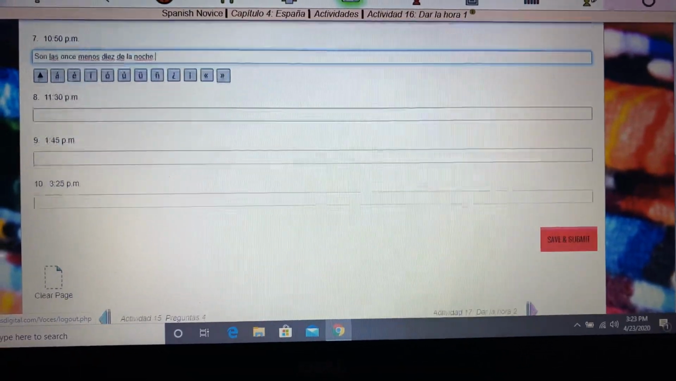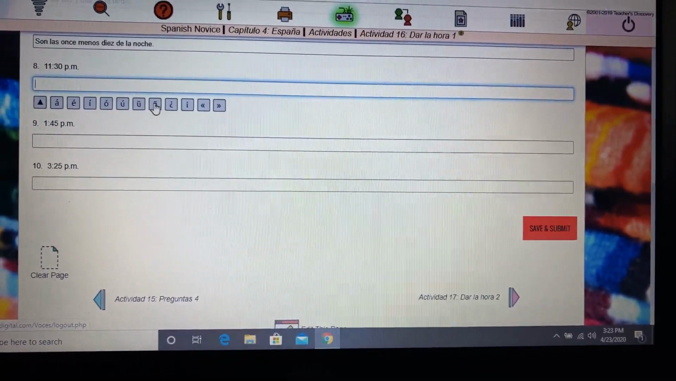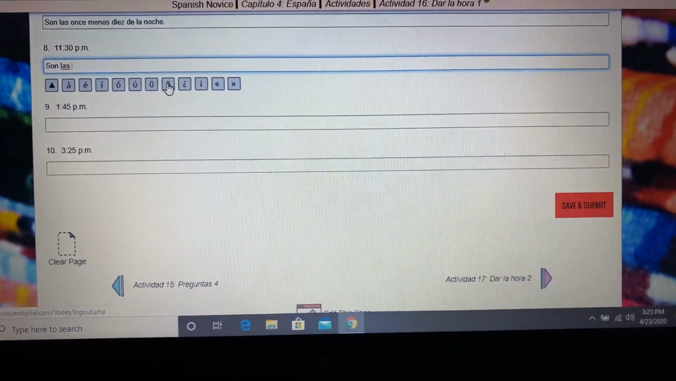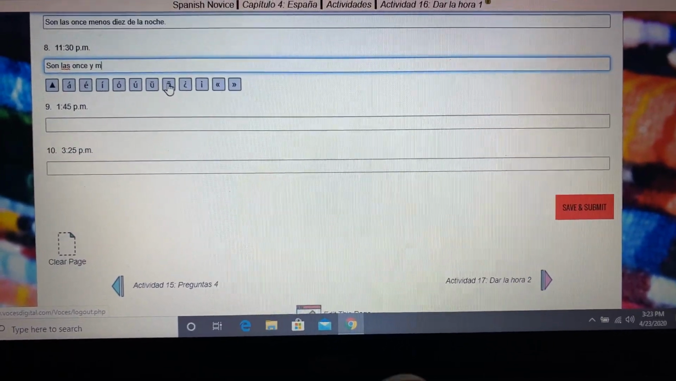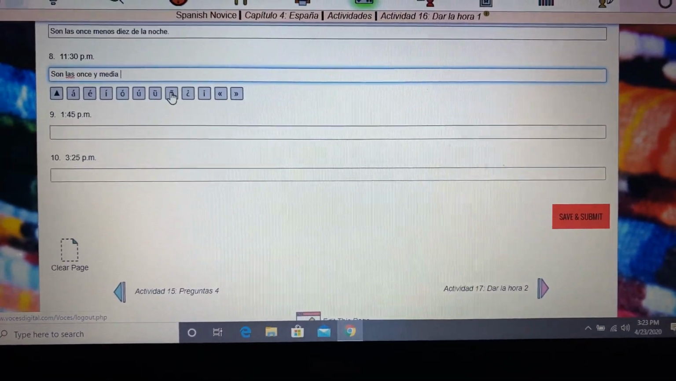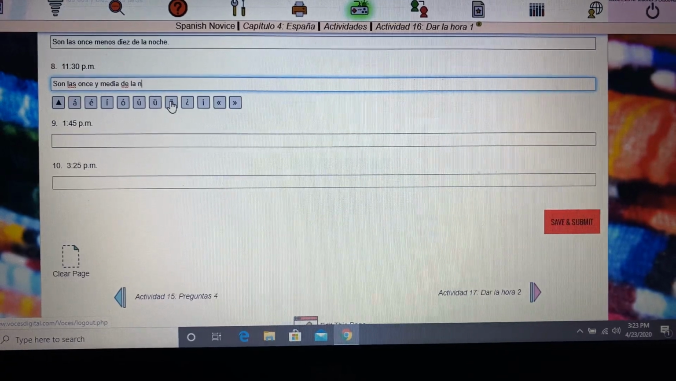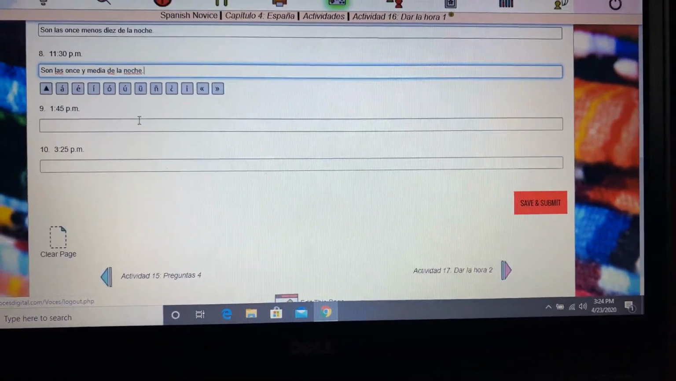Okay, we have 30. Special situation. I'm using a word. I need to see that. Son las 11:30 de la, and it's PM, so that's nighttime, noche, period.